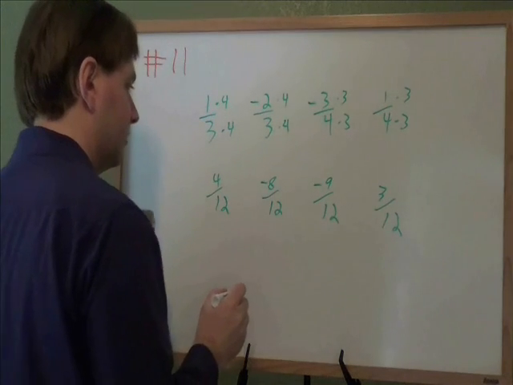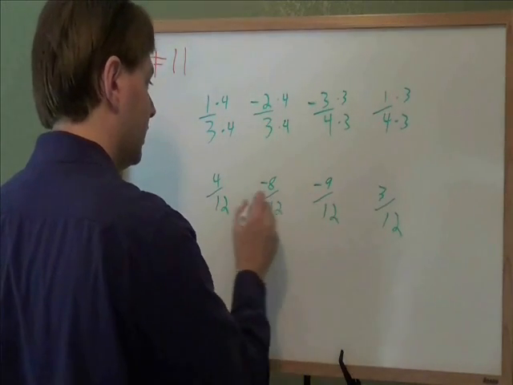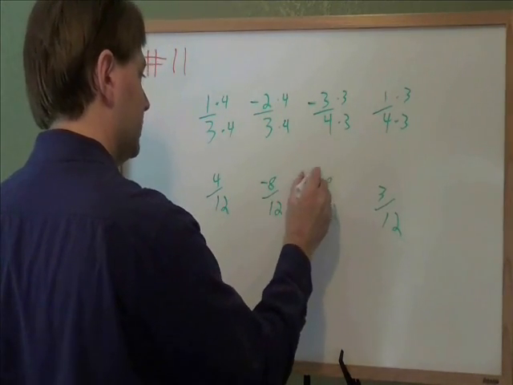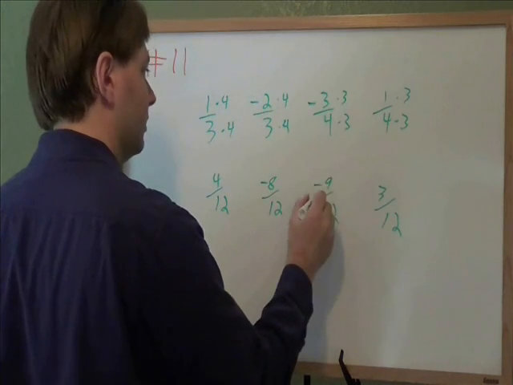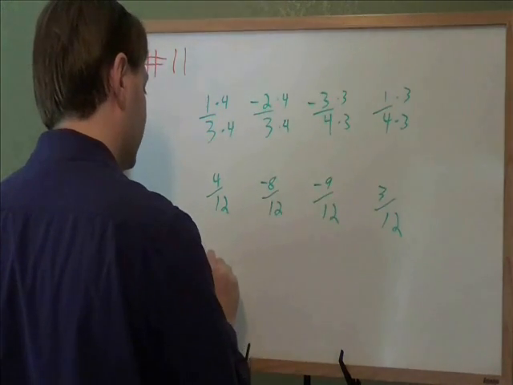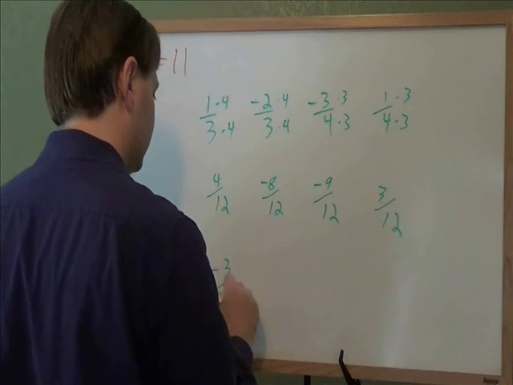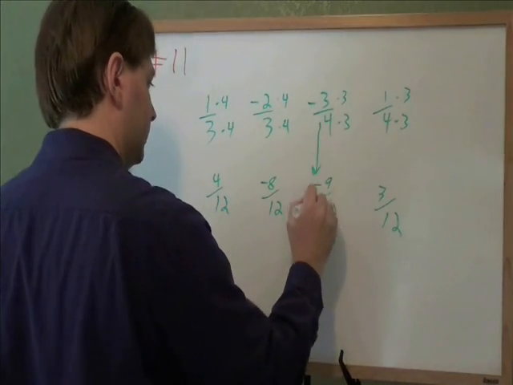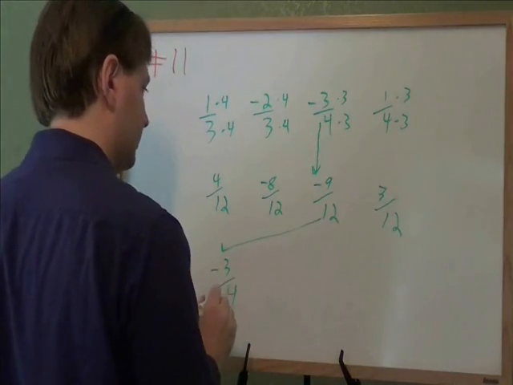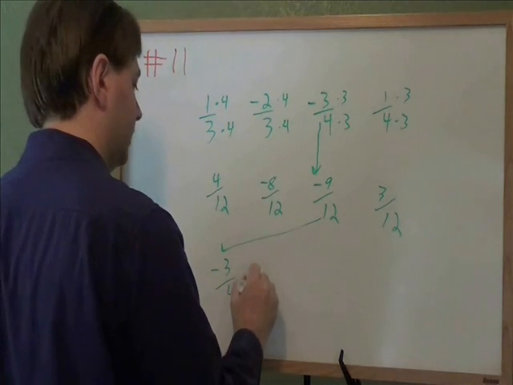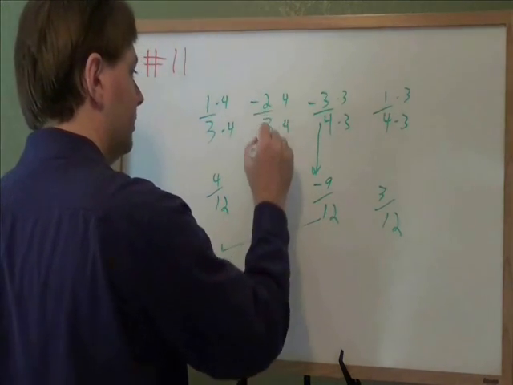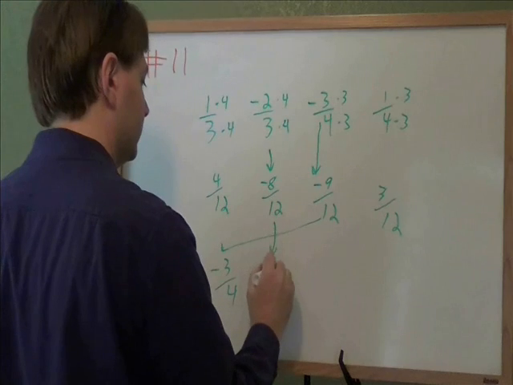And now we just need to put these in order. Which of these is the smallest? Well, now we can see that that's negative 9/12. This is the smallest one, and that was originally negative 3/4. What's the next smallest? Well, that's the other negative, negative 8/12, which is really negative 2/3.